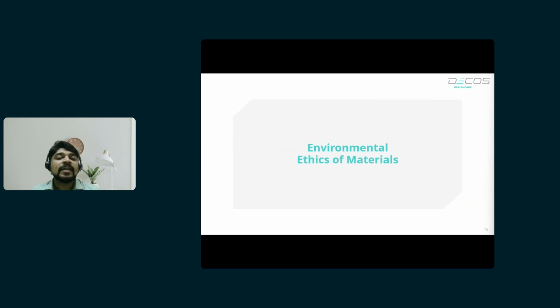Environmental ethics help humans to understand their relationship with nature and make them understand better their obligations towards the environment. The environmental ethics of material delve into the impact of the materials on the environment through their entire life cycle. It goes beyond simply using eco-friendly materials and explores the ethical considerations at every stage of the material life cycle.